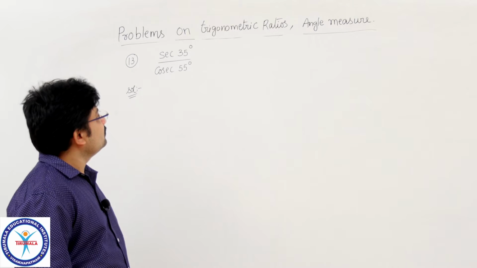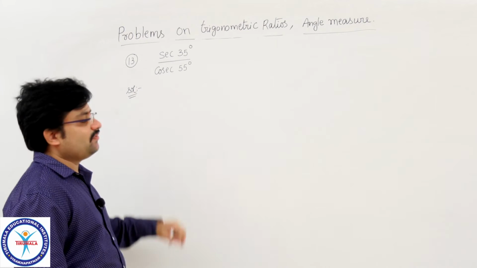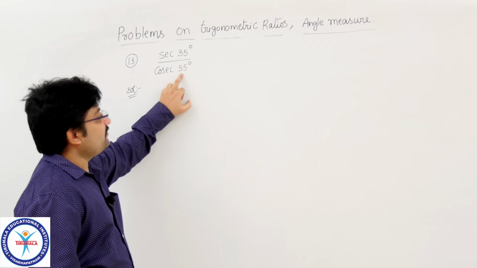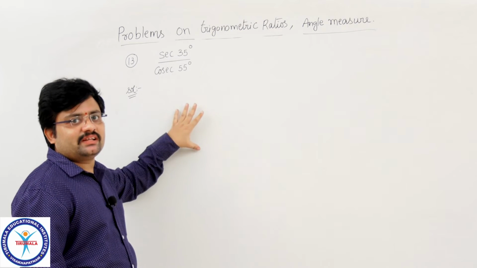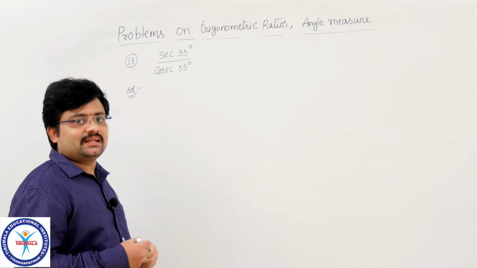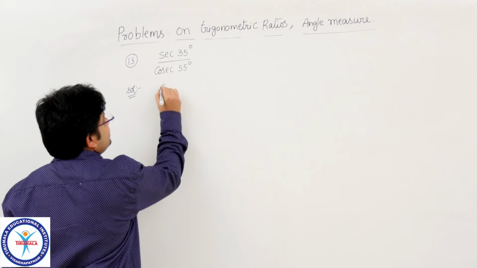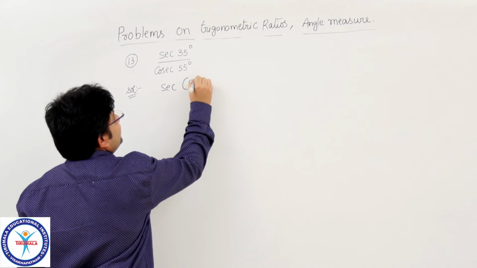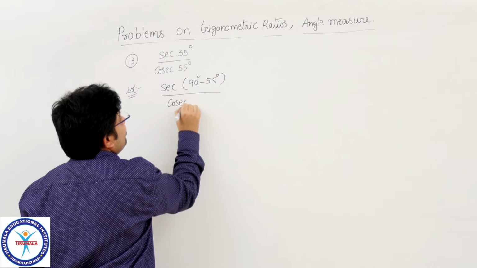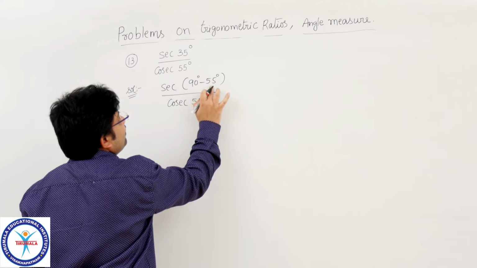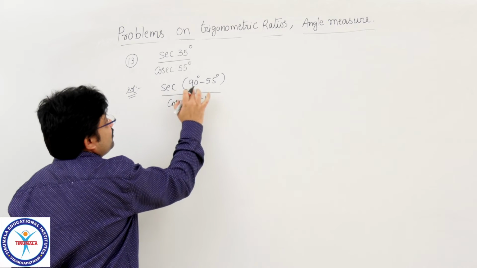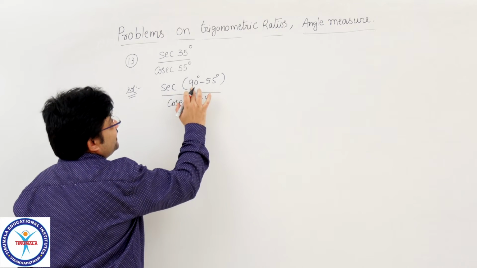The next sum: secant 35 degrees by cosecant 55 degrees. Okay. So, here 35 degrees and 55 degrees are not the standard angles given in the table. Then we have to use either the complementary angle or the supplementary angle here. So, we can write this as secant of 90 degrees minus 55 degrees by cosecant 55 degrees, because 90 minus 55 is again 35. So, here secant of 90 minus theta, 90 is there.